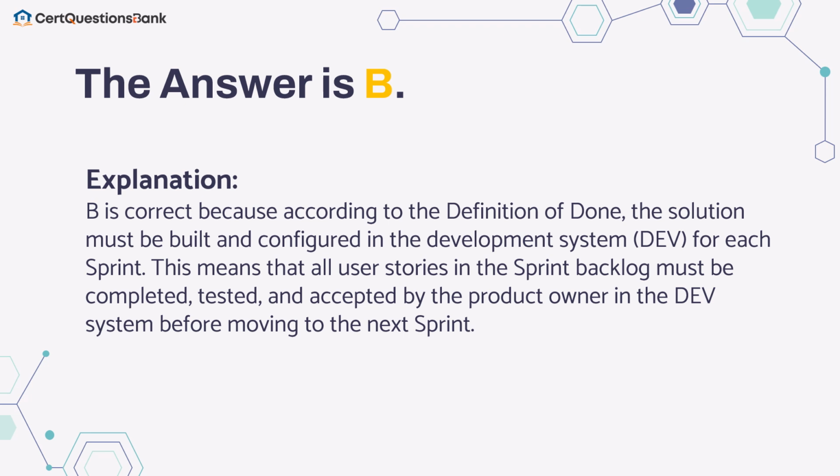B is correct because according to the definition of done, the solution must be built and configured in the development system, dev, for each sprint. This means that all user stories in the sprint backlog must be completed, tested, and accepted by the product owner in the dev system before moving to the next sprint.